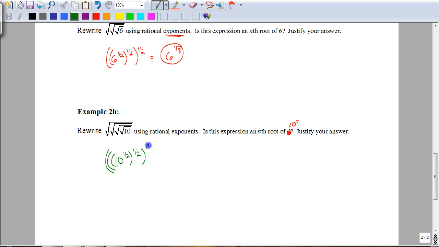Do it again. And again, represent all four of the roots. And I multiply those together. 2 times 2 is 4, times 2 is 8, times 2 is 16. So this would be the 16th root of 10 would be the answer.